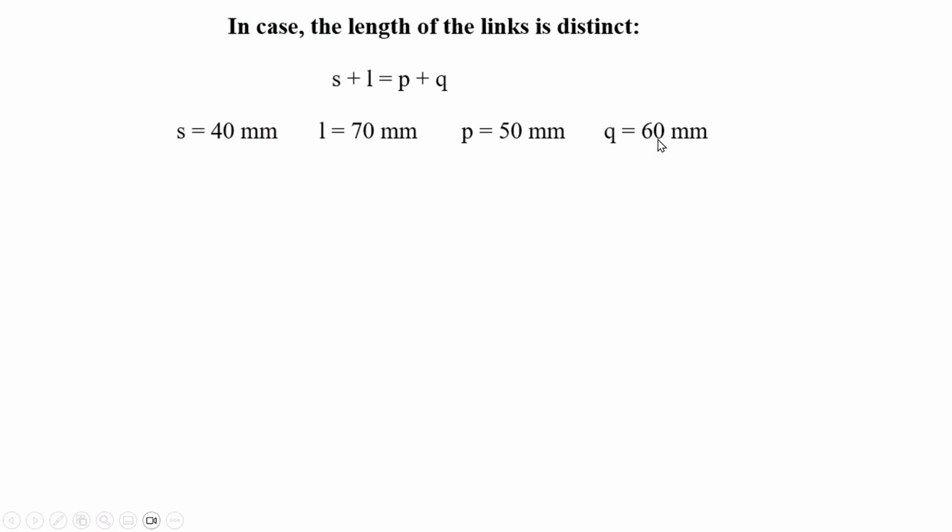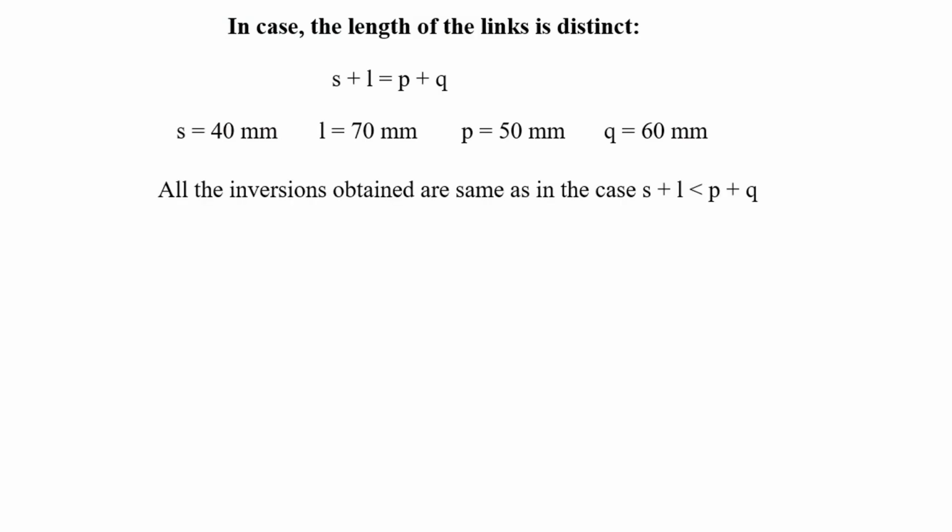But here the links are distinct. That means the length of any link will not be the same. All the links have different lengths. Even in such a condition, the inversions you will get will be the same as in the case of S plus L is less than P plus Q. So now we want to prove that. So how to do that?